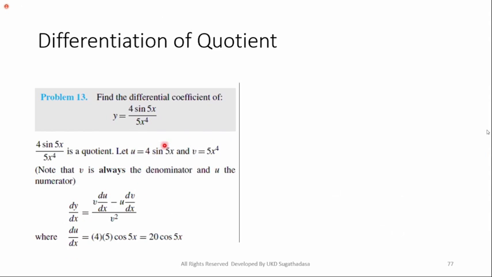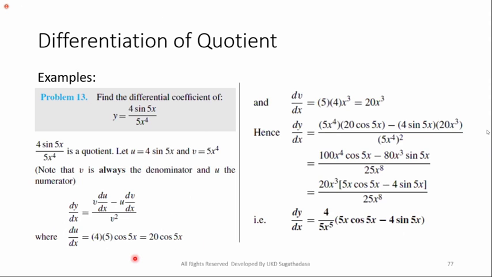Differentiate the u function: 4 sin 5x. 4 is a constant, and the differentiation of sin 5x is 5 cos 5x. Then simplify: 20 cos 5x. This is du by dx. Similarly, calculate dv by dx. dv by dx is simple. v is 5x^4, right? 5 is a constant, and the differentiation of x^4 is 4x^3, so you get 20x^3.